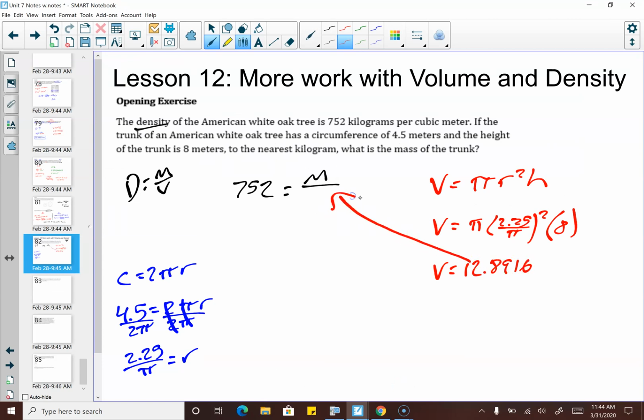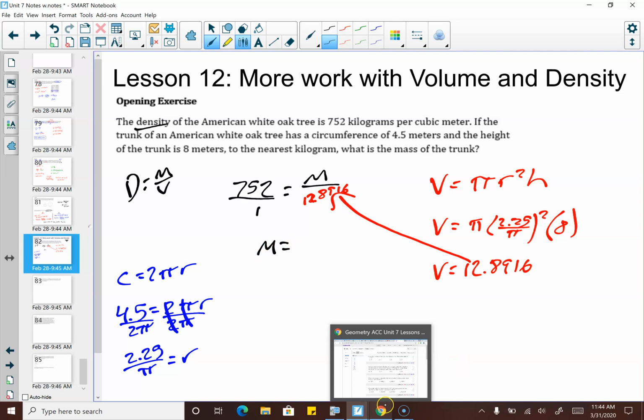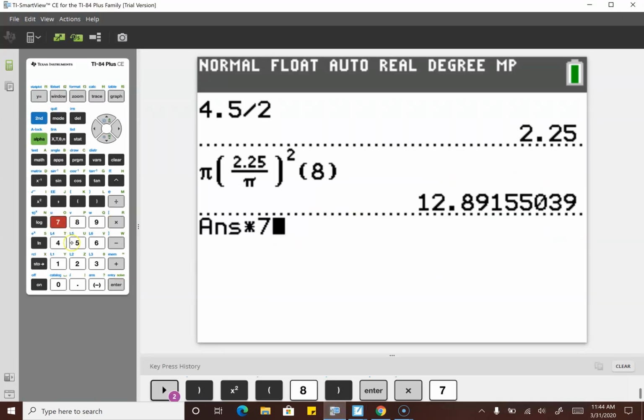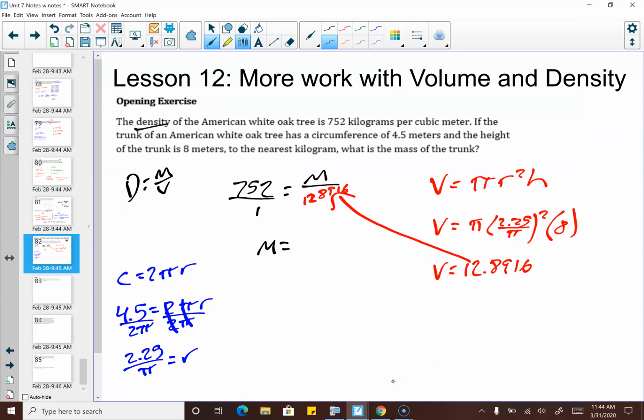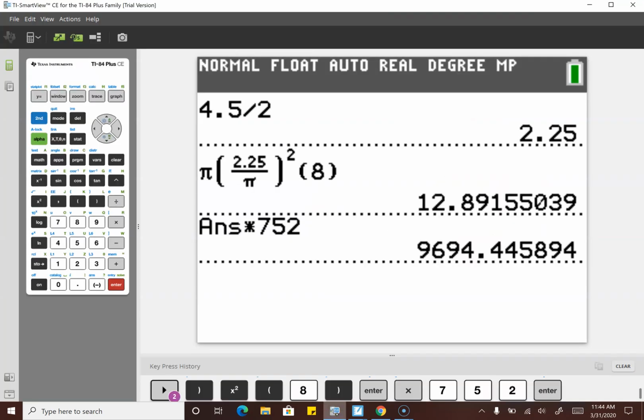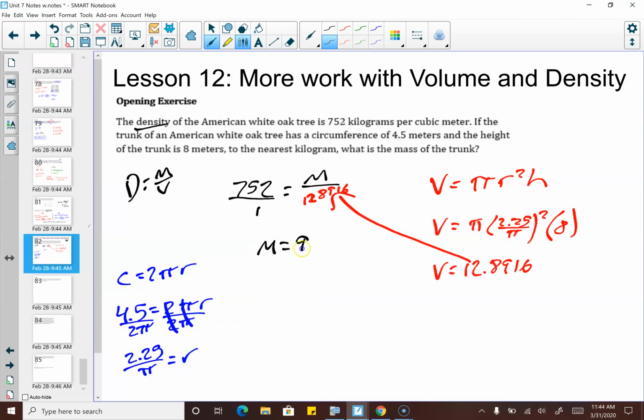We'll take that, plug that in here. We know we're going to end up cross multiplying. So 1 times m is m. And then when I take that number and multiply it by my 752, that gives me a mass of 9,694 to the nearest kilogram here. So that's 9,694 kilograms. Okay, so some of the same process we've been working on in some of our other problems.